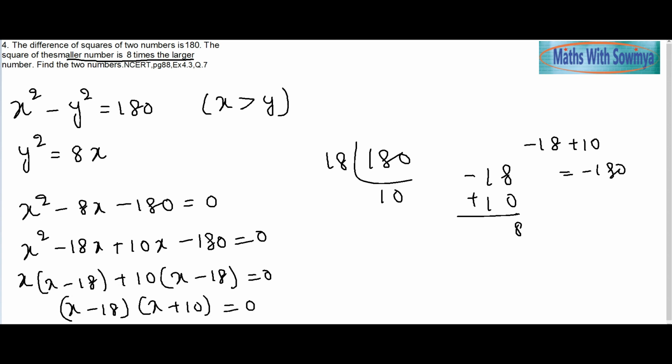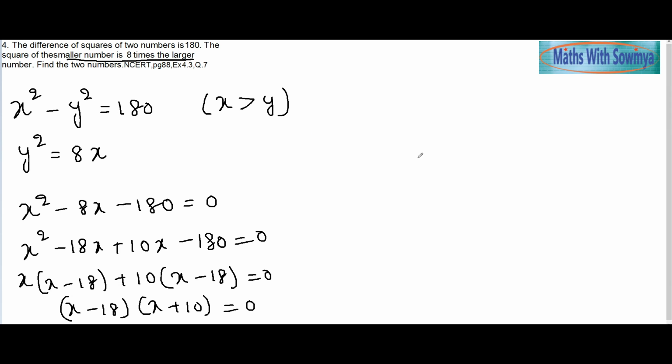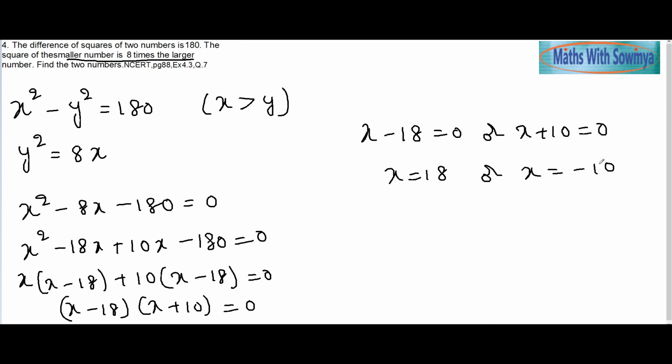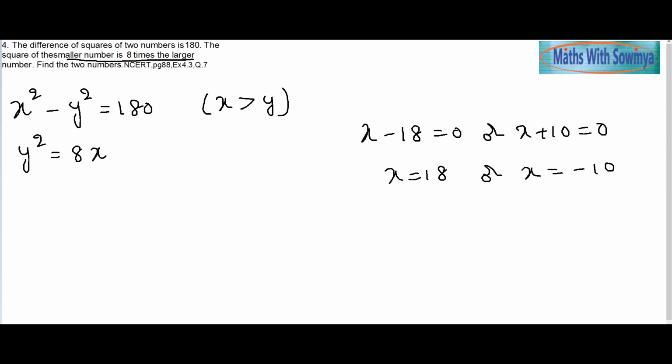So we get again here two values of the x. X minus 18 is equal to 0, or x plus 10 is equal to 0. X is equal to 18 or x is equal to minus 10. We have to find the value of y for both the values of x here. So first we can take x is equal to 18.